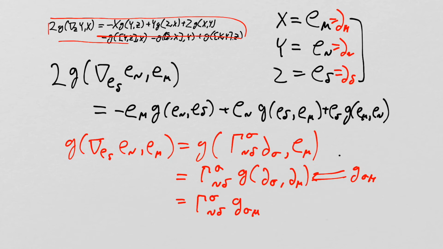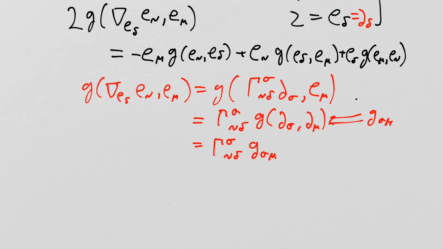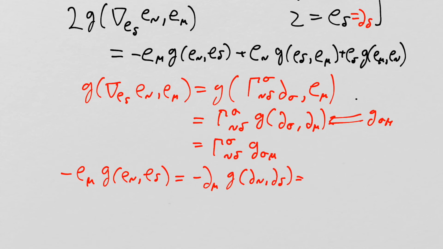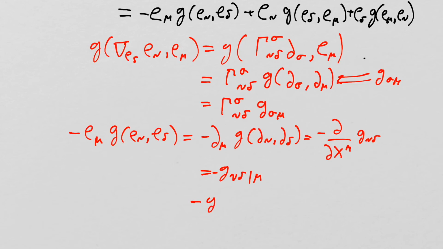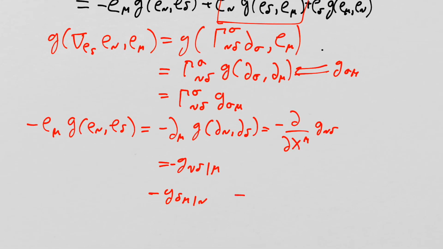Now, what about the other terms? Let's take a look at minus E mu of g(E nu, E delta). Those basis vectors in the coordinate basis give minus partial mu of g(partial nu, partial delta), which is minus the partial with respect to x mu of g nu delta, which we always write as minus g nu delta comma mu. Likewise for all these other terms: minus g delta mu comma nu, and then this last term will be minus g mu nu comma delta.